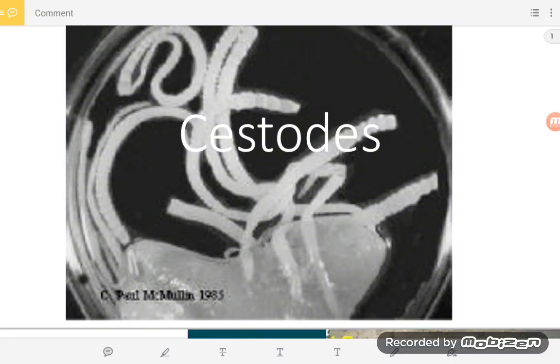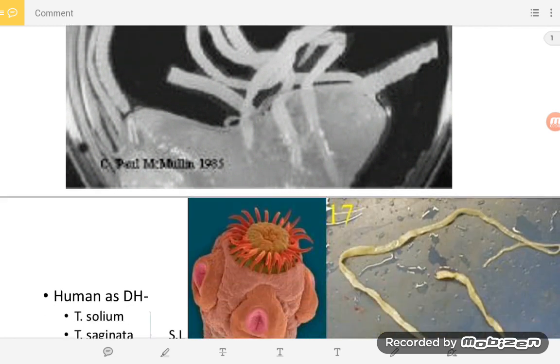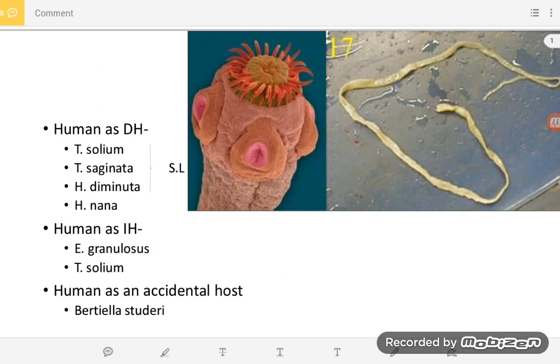Today we will discuss the cestodes. Under cestodes, the human as a definitive host. When we consider the definitive host as a human: Taenia solium, Taenia saginata, Hymenolepis diminuta and Hymenolepis nana. In these four species, humans act as a definitive host.